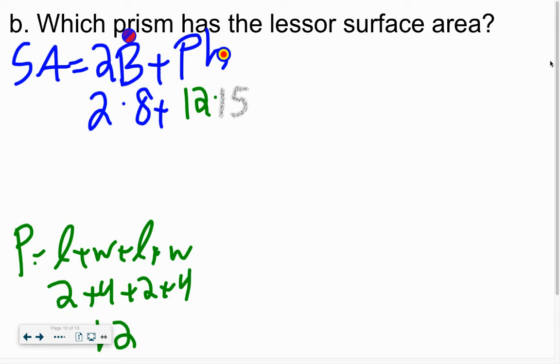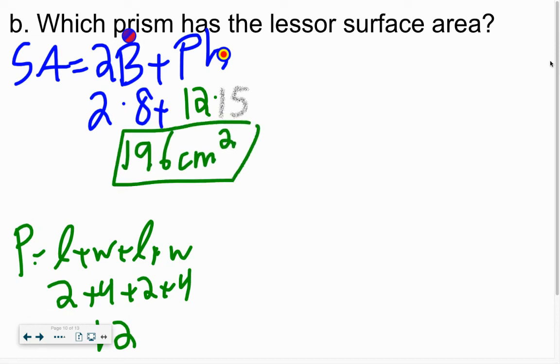Now in one fell swoop, type this whole equation into your calculator. Let it do the work, and PEMDAS for you. And when you've done that, it comes out to be 196 centimeters squared surface area. Area is squared.